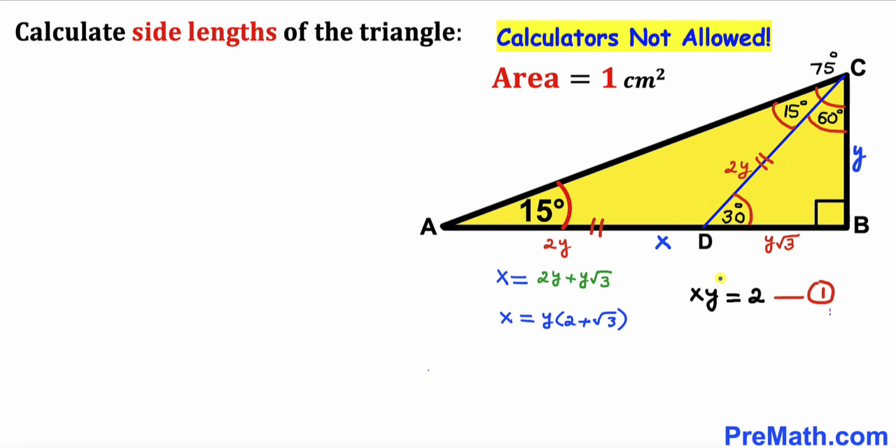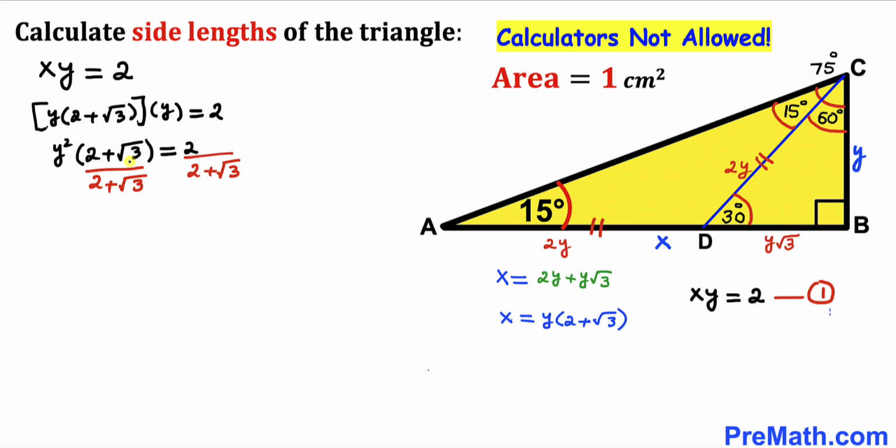Now let's recall once again this equation 1. Here I have copied it down, x times y equals 2. Now let me substitute this x with y times 2 plus square root of 3 over here. So I'm going to replace this x by y times 2 plus square root of 3, and then this times y equals 2. Here we can see y times y is going to give us y square. Now let's divide both sides by 2 plus square root of 3.